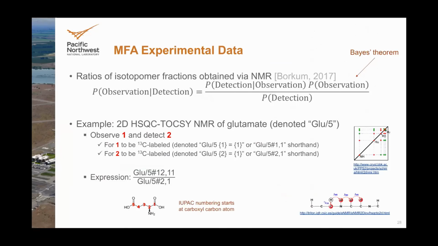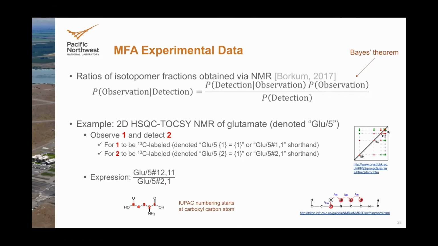I've got an example here for a TOCSY-HSQC experiment for glutamate. And what you're doing is observing one atom and detecting another atom, carbon in this case, but we are not limited to homonuclear isotopic labeling experiments. One could do heteronuclear experiments as well, for example, carbon-nitrogen. And once we've done that, we get an expression for our observe and detect atoms, and we combine that according to Bayes' rule, and we get, as a result, an expression for the intensity that we expect for that peak.